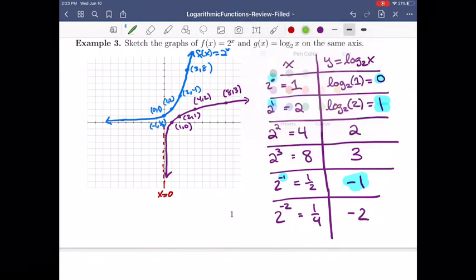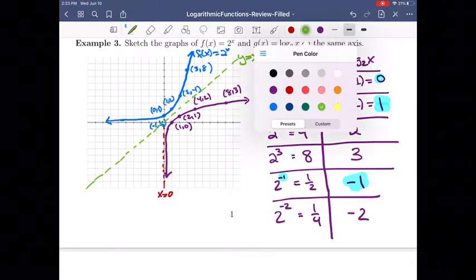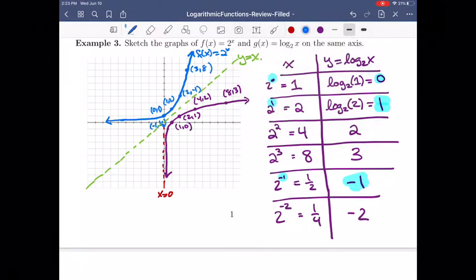Let me just get a different color here. If we draw the line y equals x, it looks like that. The blue graph, if you flipped it over that line, is going to land right on top of the purple graph. That's what happens when we have inverse functions. So it turns out that log base 2 of x is the inverse of 2 to the x.